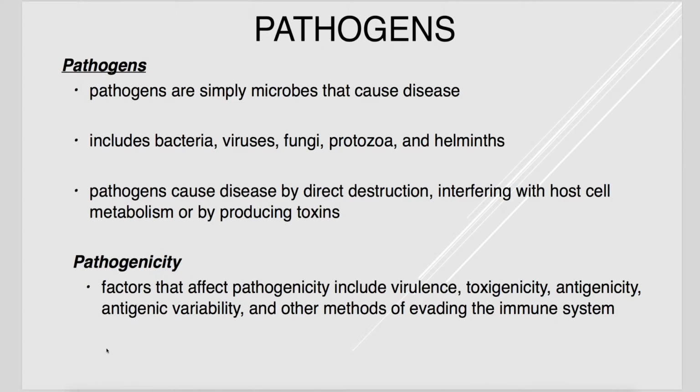So, if we have a pathogen here that has this antigen on its surface, with antigenic variability something changes in the genetic material that allows this bacteria to now produce an antigen that looks something like that. Okay, that's antigenic variability. And that's just a few examples. There are others that affect pathogenicity, but those are the ones you should be familiar with.